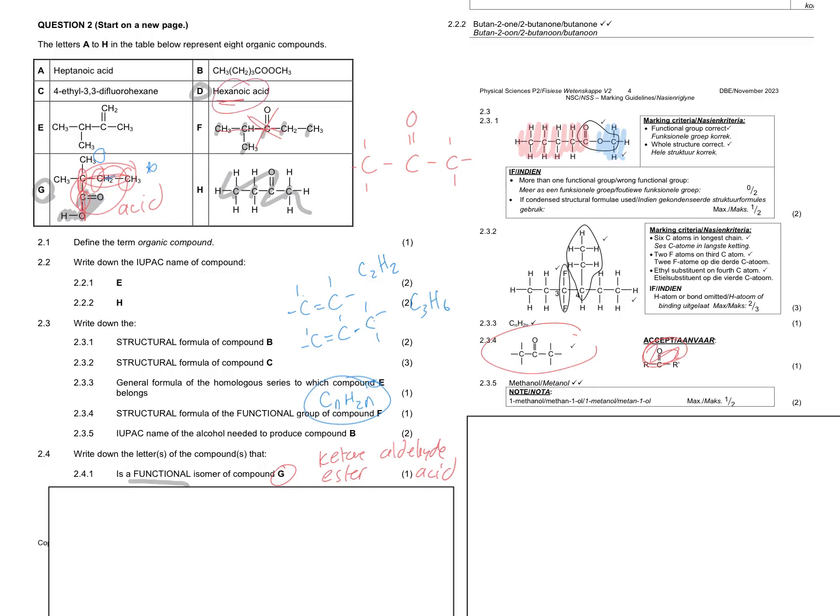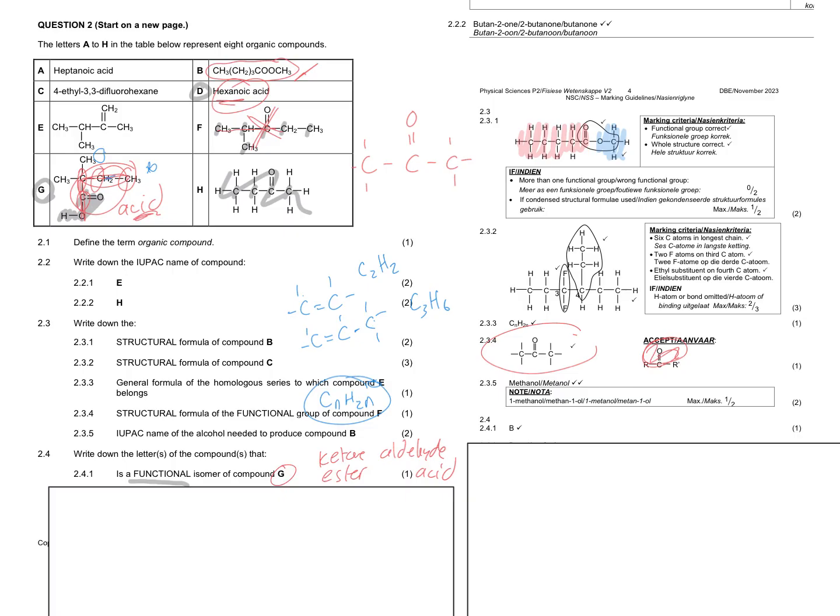This one here, we drew it out again. That was an ester. So an acid is a functional isomer of an ester. It must be B. It's the only ester that's here. And it's 5 carbons and 1 carbon. 5 and 1 is also 6. So B is a functional isomer of the acid, which has 6 carbons in it, because B is an ester that has 6 carbons in it.